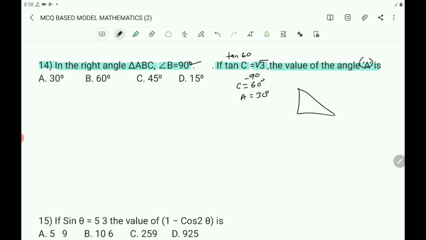Here if you have a rough sketch, then you can verify: ABC, and here 90 degree, C you got, that is 60 degree, and it must be 30 degree. So you can imagine it directly. So what is the answer? A, 30 degree is the answer.